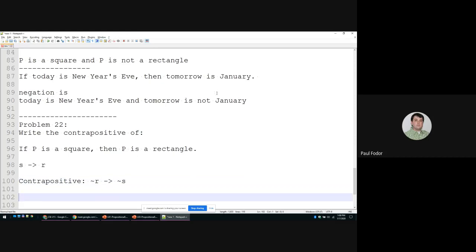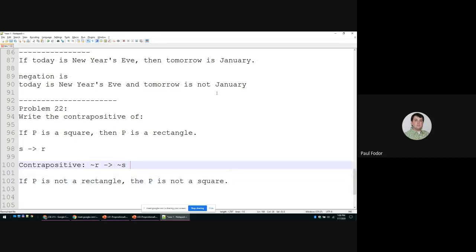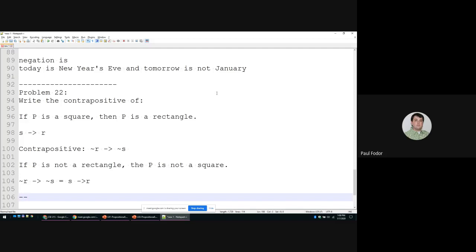Now we write that in English: if P is not a rectangle, then P is not a square. And one thing that you can already see is that these two are equivalent. Not R implies not S is equivalent with S implies R. So we were expecting that the original implication is equivalent with its contrapositive.